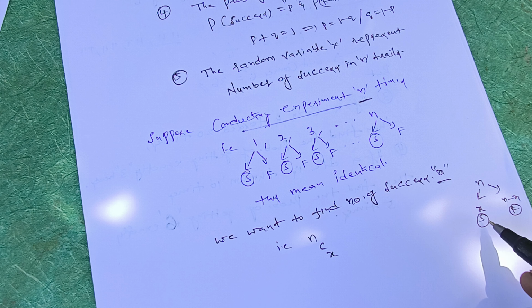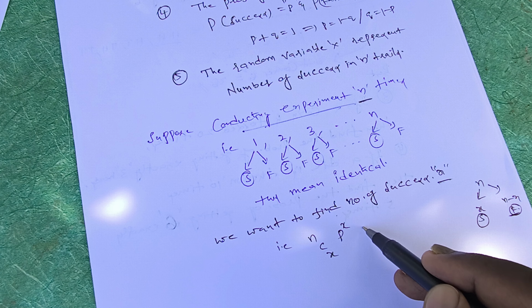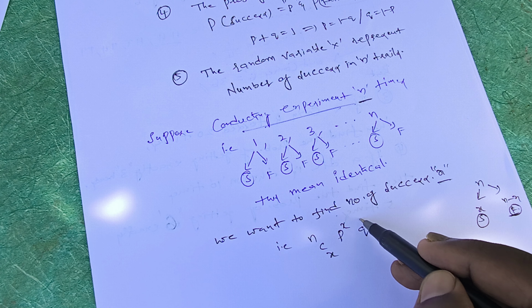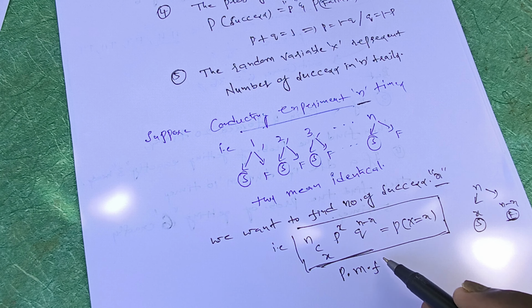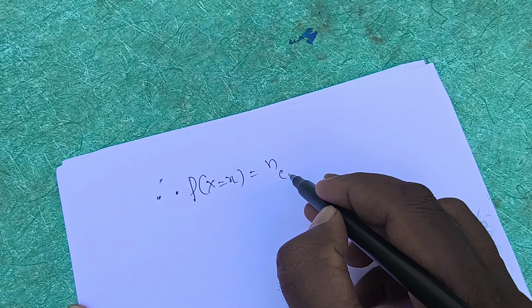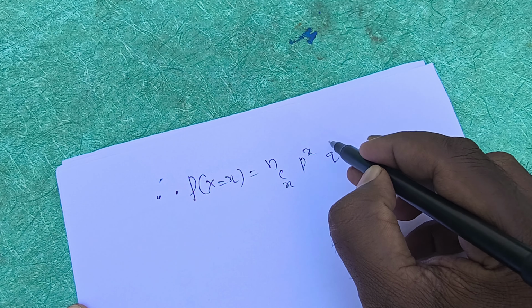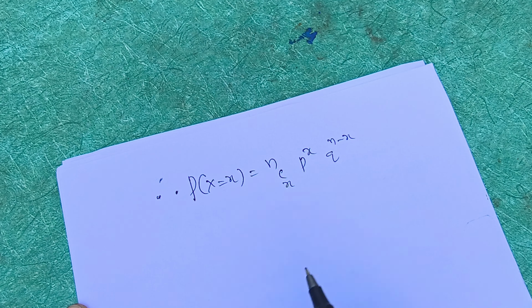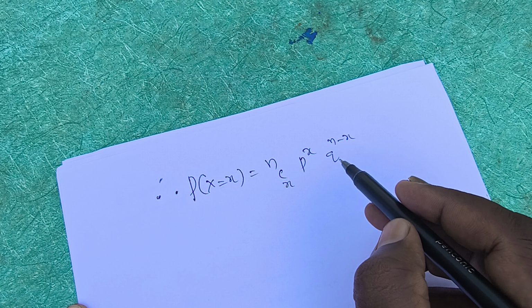Here the probability of success in n trials is p power x. The probability of failures is q power n minus x. This is the probability mass function formula in binomial distribution. So P of X equal to small x is equal to nCx, p power x, q power n minus x, which is the probability mass function of binomial distribution.